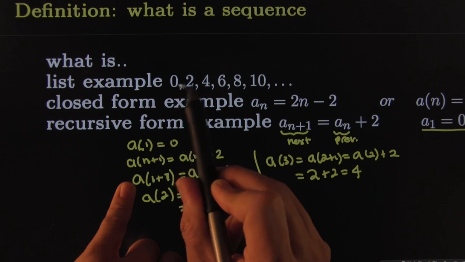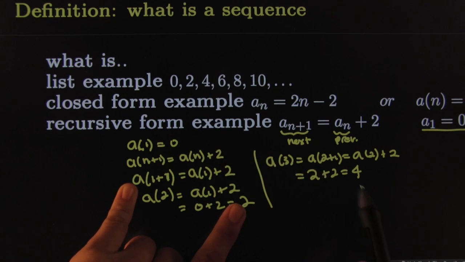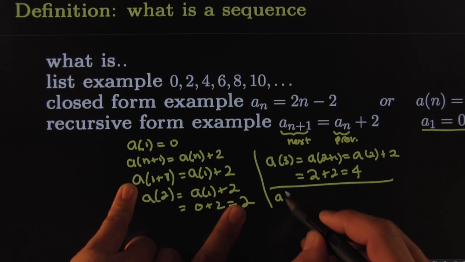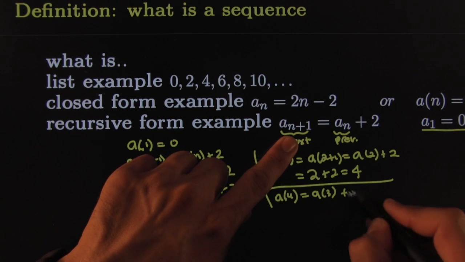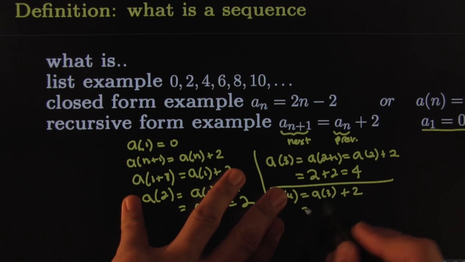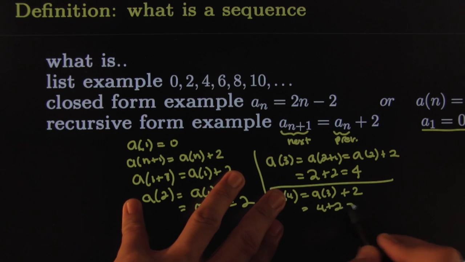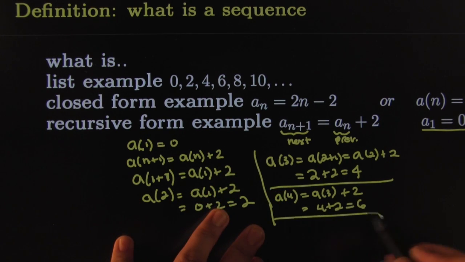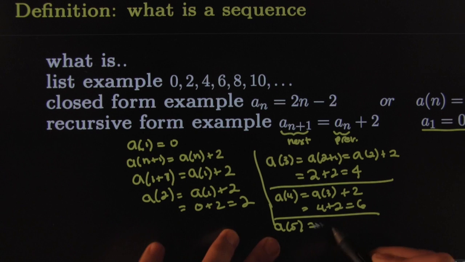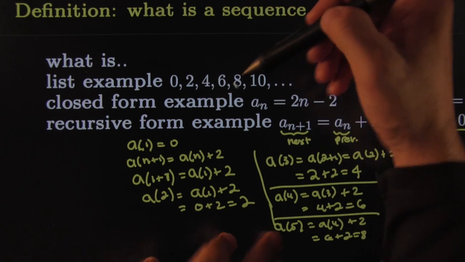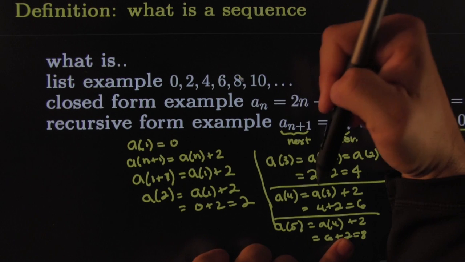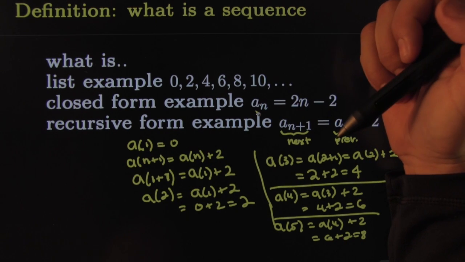The first term is 0, the second term is 2, the third term is 4. What would the fourth term be? According to the recipe again, the fourth term is equal to the third term plus 2, and we've already calculated the third term. The third term was 4, so it's 4 plus 2, which of course equals 6. And you can play this game all day long. The fifth term would be the fourth term plus 2, and we had already calculated the fourth term to be 6, so it would be 6 plus 2, which is equal to 8. Again, 1, 2, 3, 4, 5, the fifth term is 8. This describes exactly the same sequence.